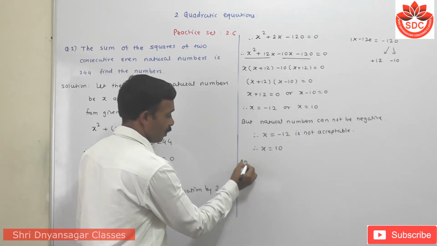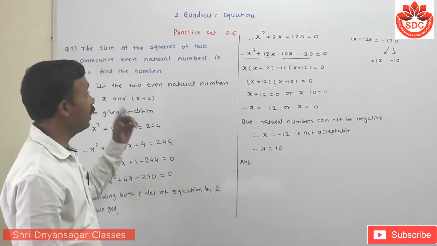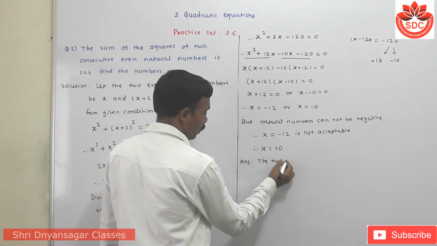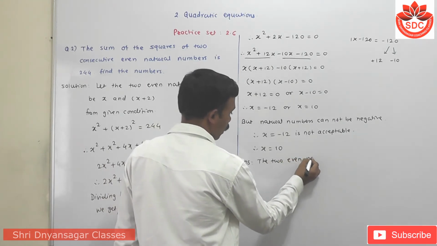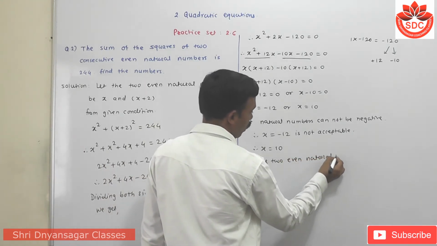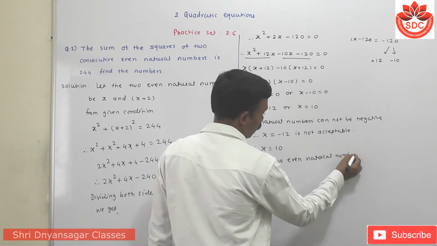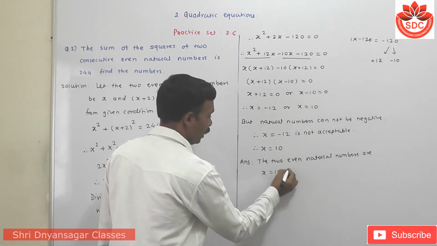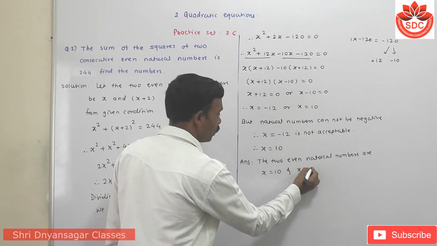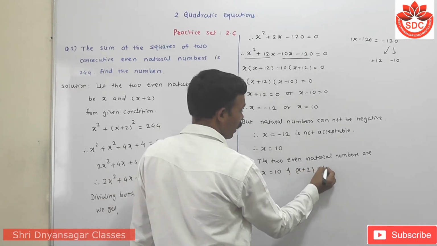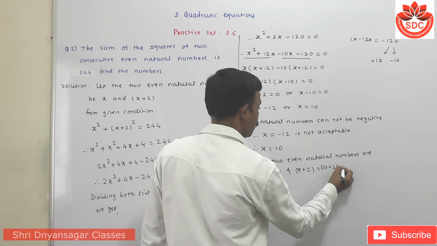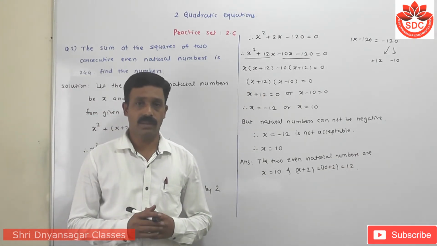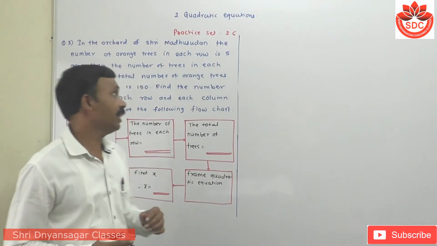Therefore, the answer in a full sentence: Therefore, the two even natural numbers are, first one x is equal to 10, and x plus 2 is equal to 10 plus 2 is equal to 12. Can you understand this? Okay, we see the next question.